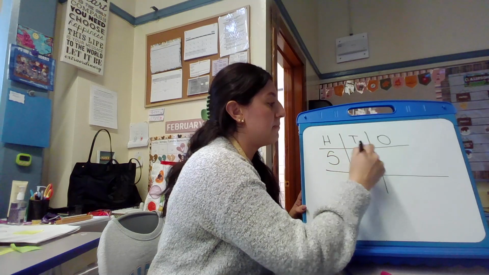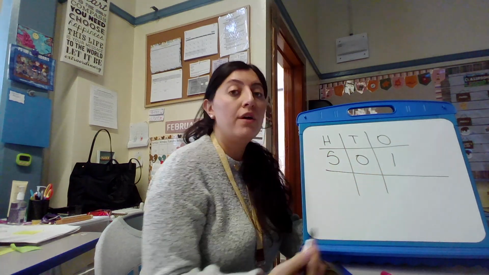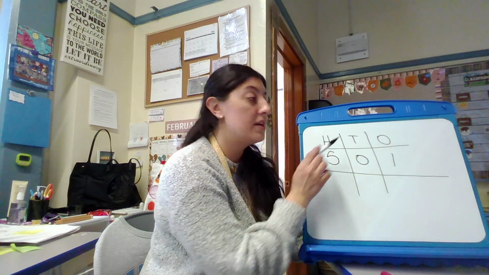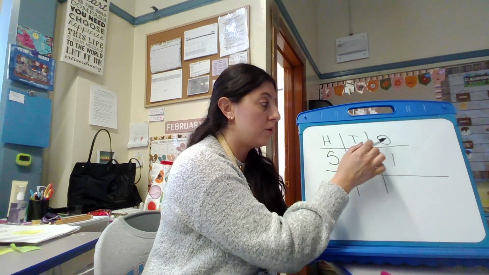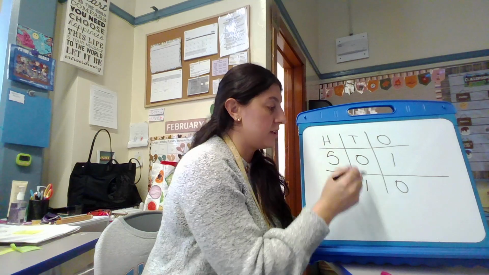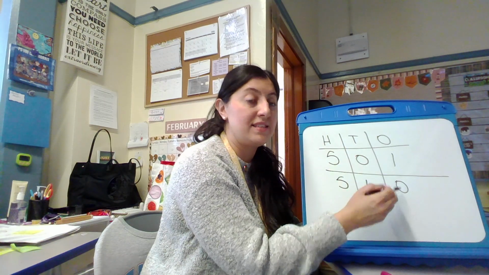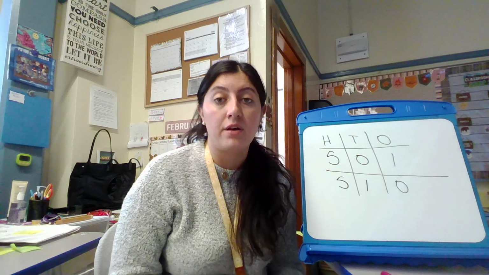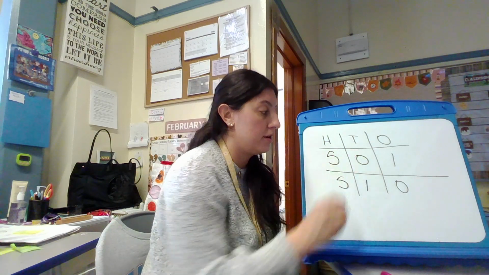I'm going to write on my place value chart 501. 501 has 5 hundreds, 0 tens, and 1 ones. 510 has 5 hundreds, 1 ten, and 0 ones. I'm trying to see which is a bigger number. Which number is greater, 501 or 510?